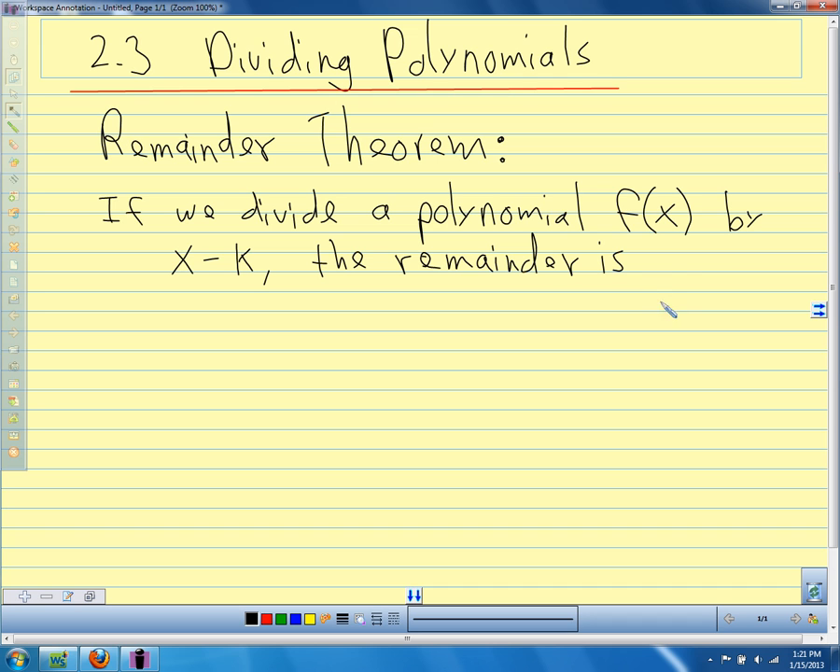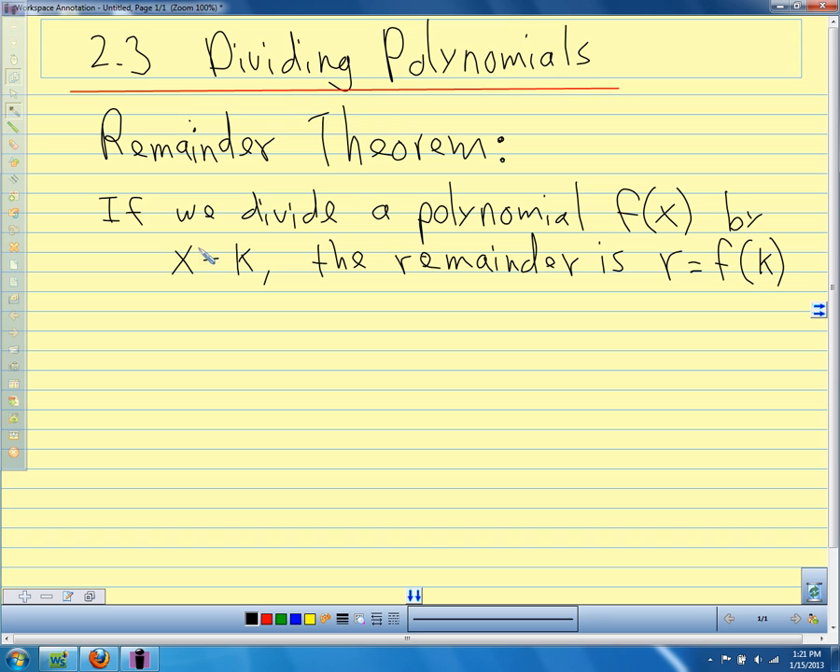is, I'm going to say R is the remainder, is the function evaluated at k. So when we get a remainder, that tells us the value of the function if we plug k into our polynomial. So that's one way that we use the remainder when we do synthetic division.